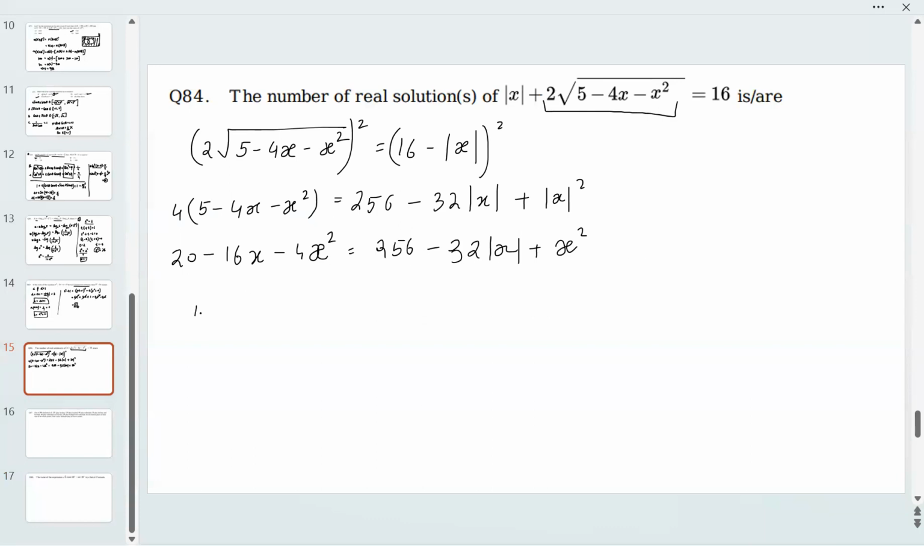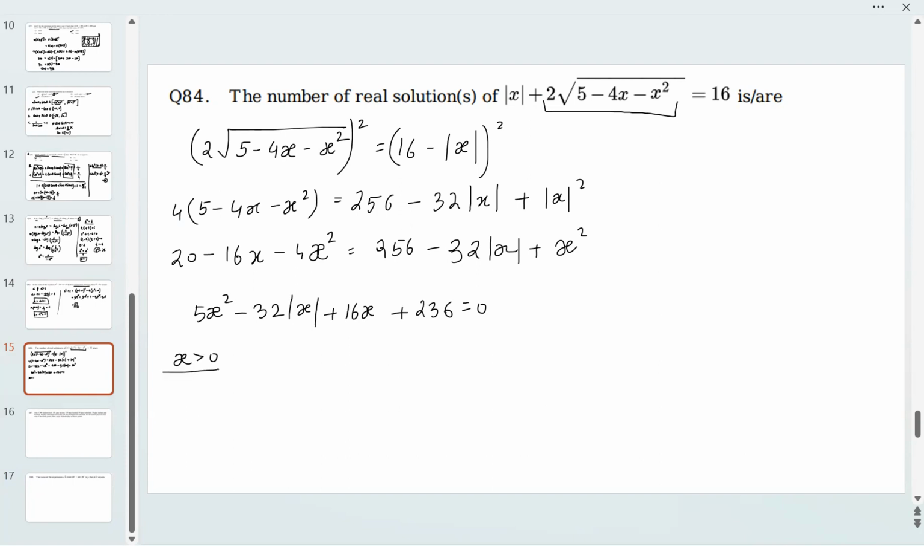4x square plus x square, we'll get 5x square. Minus 16x minus 32x. So we will get 5x square. We will bring everything to the right hand side. So minus 32 mod x plus 16x, and 256 minus 20, I guess, is 236 equals to 0. Since we have the mod function, mod of x, we will have two cases.